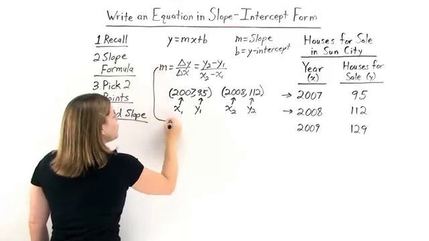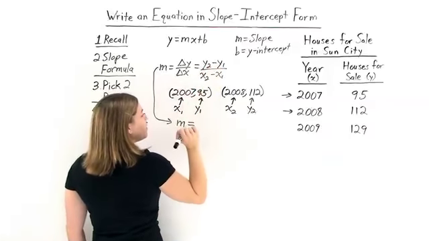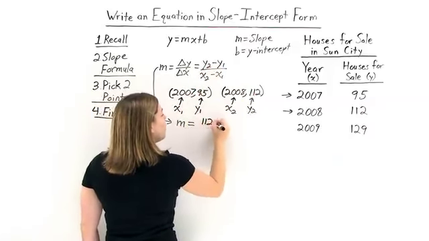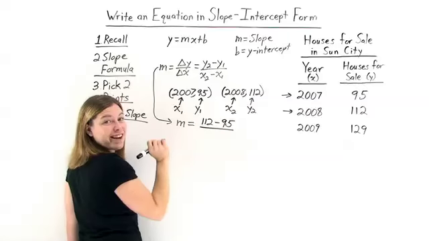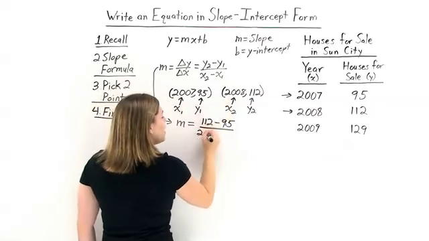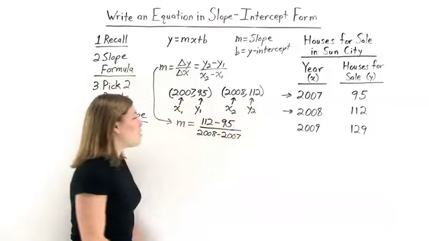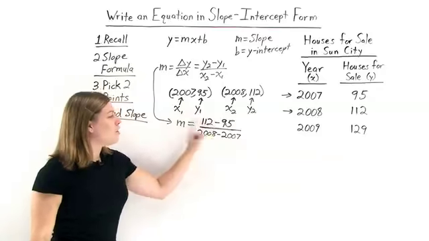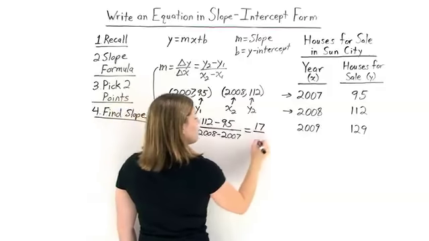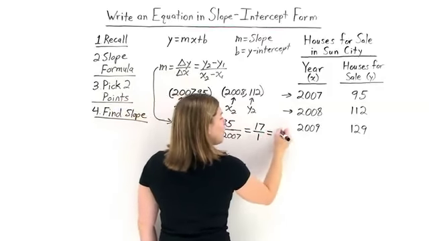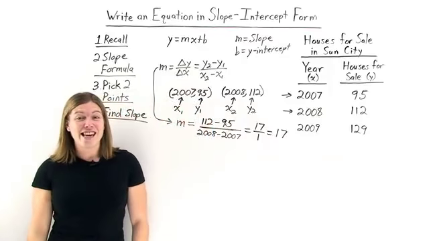So again, we bring down this formula, and we have m, our slope. That's equal to y sub 2 minus y sub 1, which would be 112 minus 95. And we put that over x sub 2 minus x sub 1, which is 2008 minus 2007. Now to get our slope, we need to simplify. 112 minus 95 is 17, and 2008 minus 2007 is 1. 17 over 1 is just 17. So that means that the slope of this line is 17.